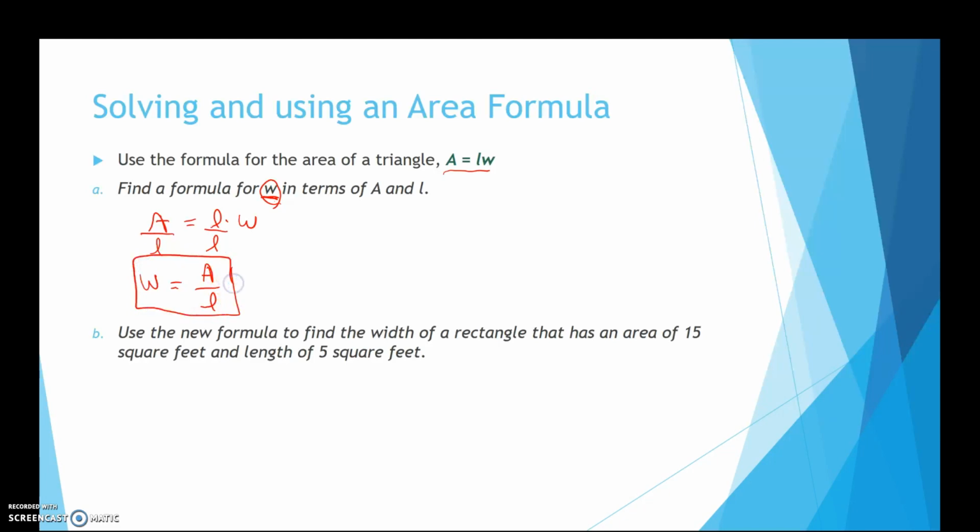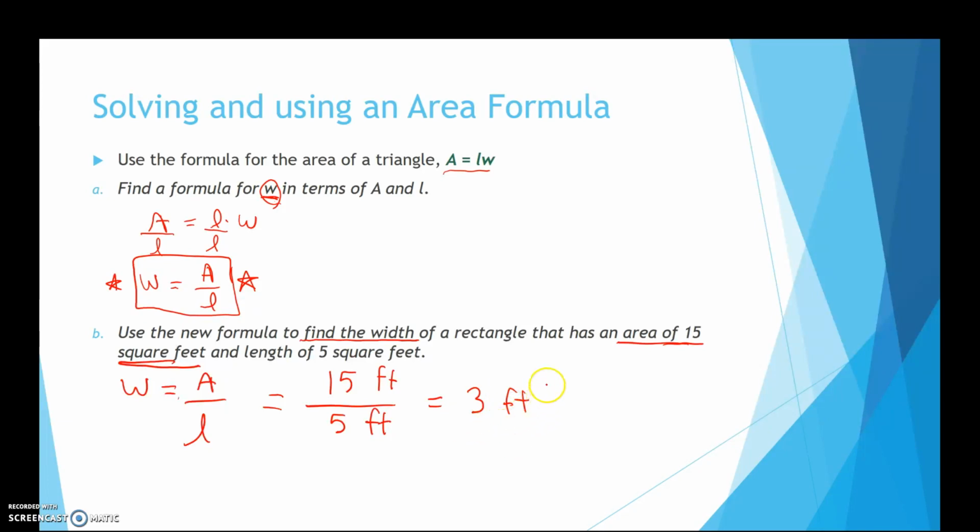But this formula right here is going to help us solve part B. It says, use the new formula to find the width of a rectangle that has an area of 15 square feet and a length of 5 feet. So they want us to find the width. I'm going to take the formula I solved for, W equals A over L. My area is 15 square feet, so I will write 15 feet over the length, which is 5 feet. 15 divided by 5 gives me 3. So my width is going to be 3 feet, and that will be my answer. I can write here, the width is 3 feet.